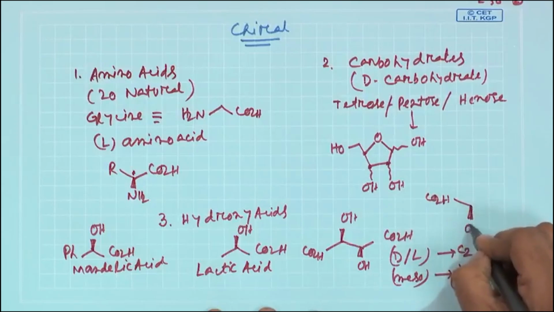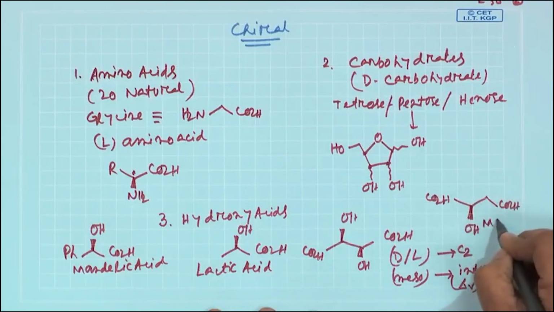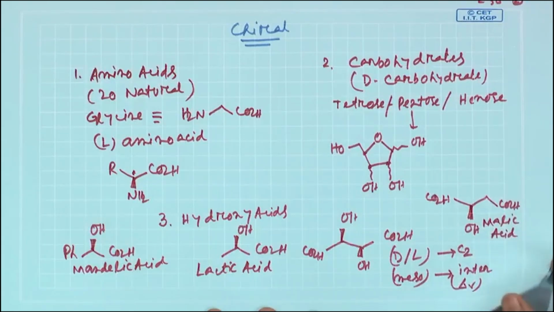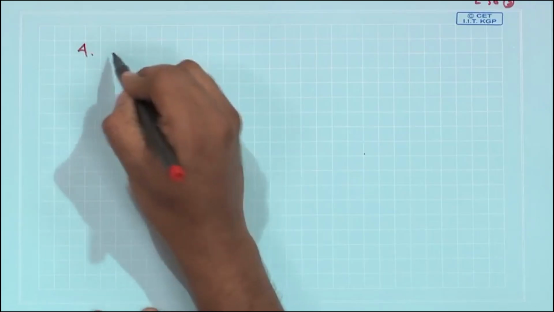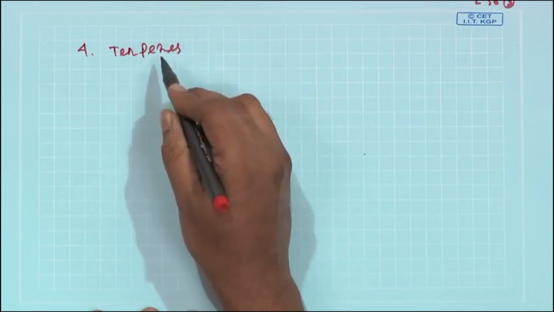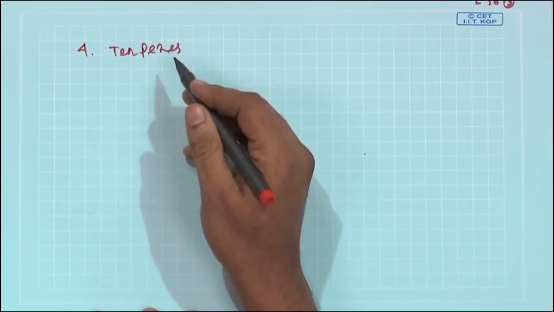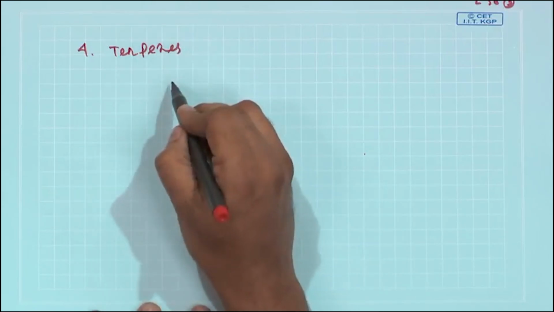I do have some other hydroxy acid, I will just try to draw its structure. Another hydroxy acid which is also very well known is malic acid. Now, malic acid you can normally isolate from apple fruit, Pyrus malus, which gives you a rich source of malic acid. So, these are hydroxy acids, then you have compounds like terpenes.